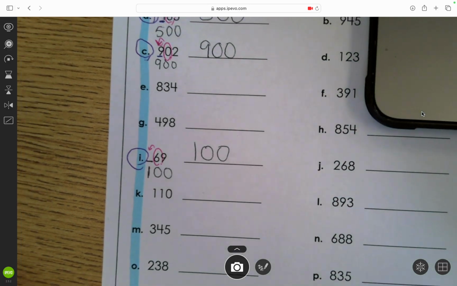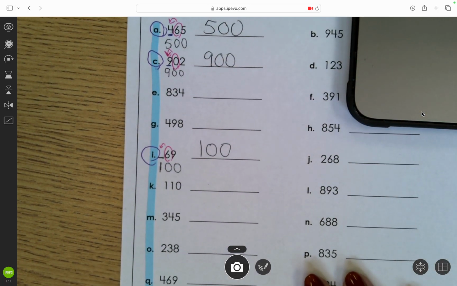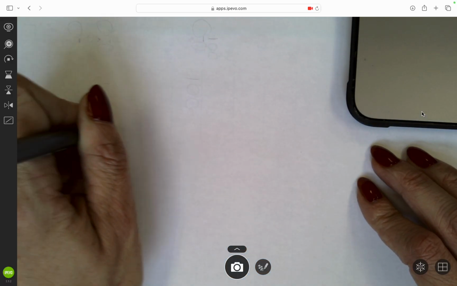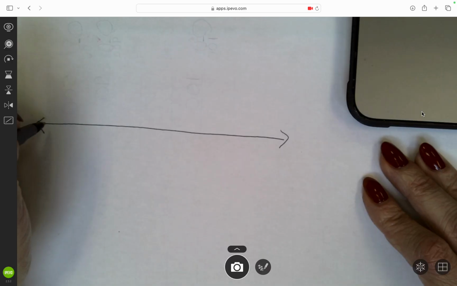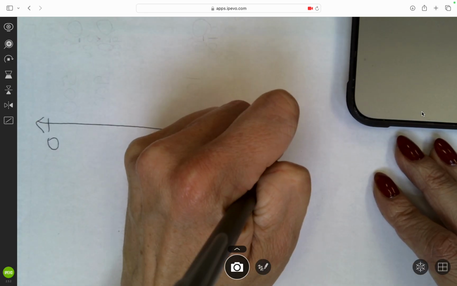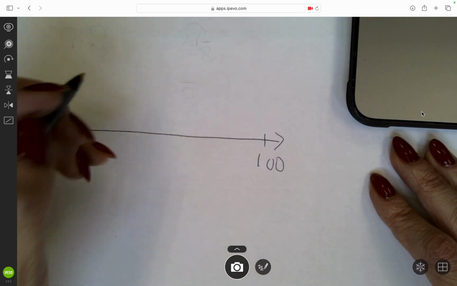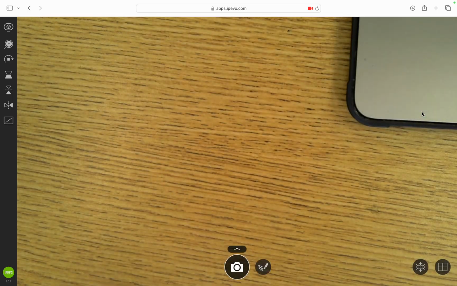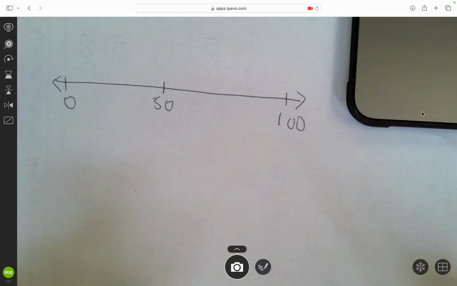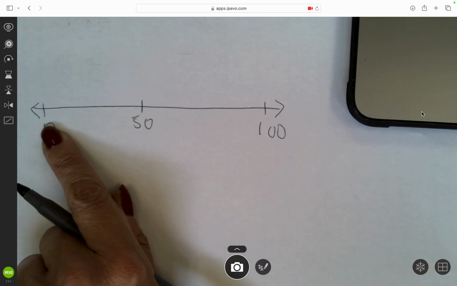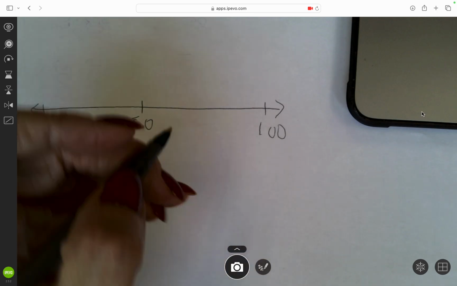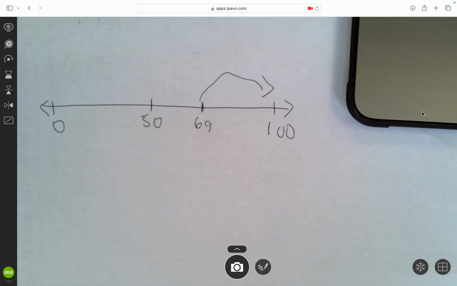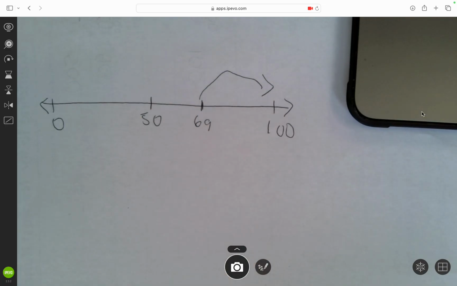Okay. Let's think about it. If I have a number line, I have 0 to 100. What would be right in half? 50, right? And this number is 69. What side is it going to be on? Is 69 less than 50 or greater than 50? Greater. So it's going to be about here is 69, and it would round to that 100, right? Not to 0.